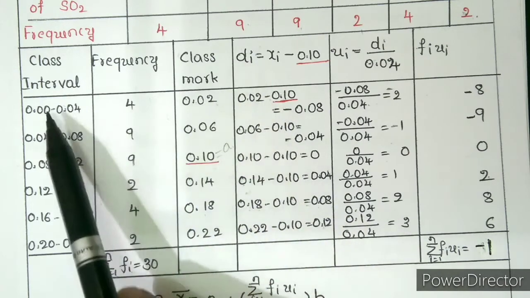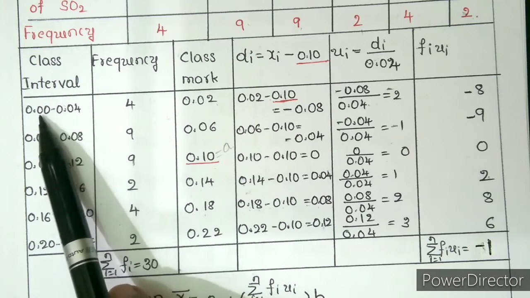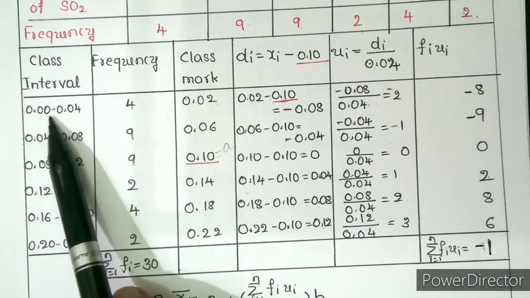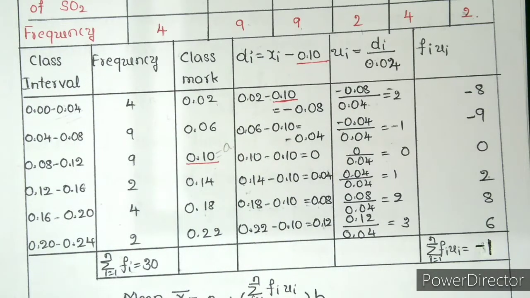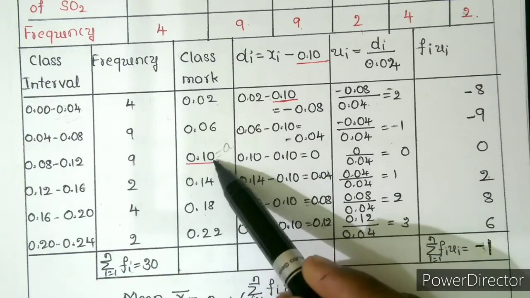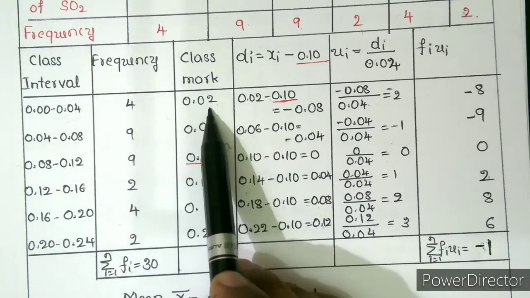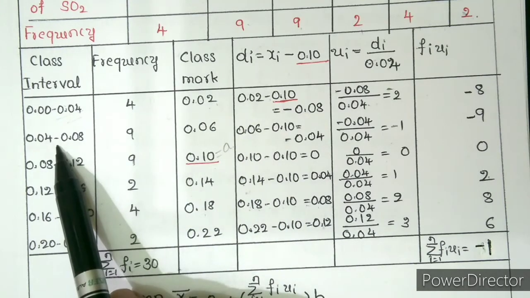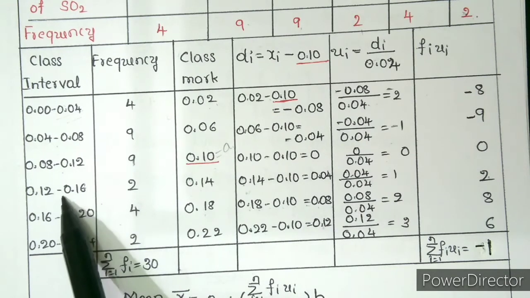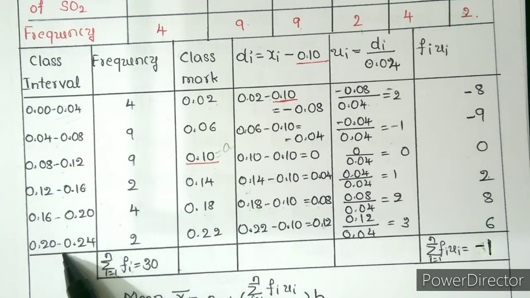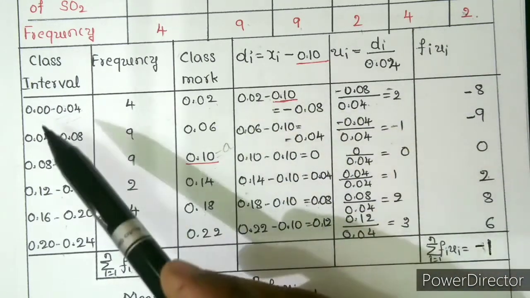So the class mark is the middle of each interval, the average of the two limits. For 0.00 to 0.04, that is 0.04 by 2, that is 0.02. So assume that the middle of 0.00 and 0.04 is 0.02. Like this, it is 0.06, 0.10, 0.14, 0.18 and 0.22. So these are the middle numbers of the class intervals.